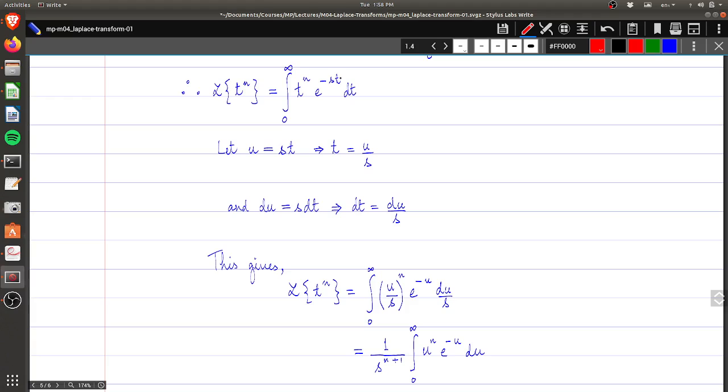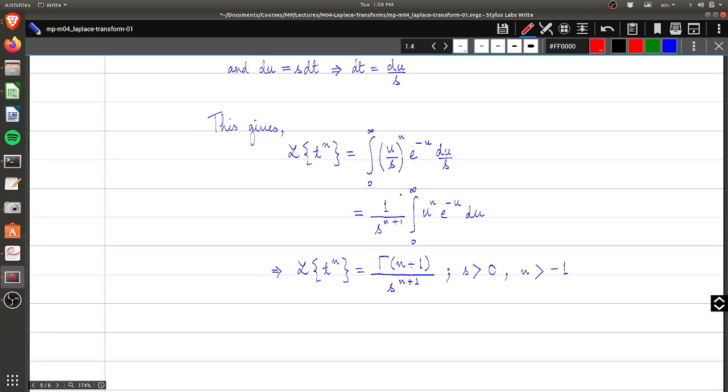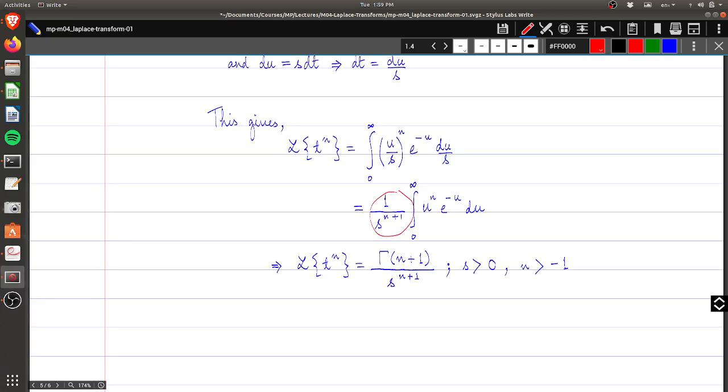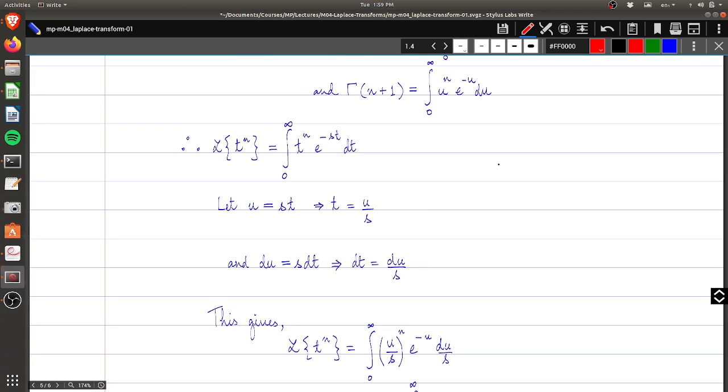That I can take outside the integral, because we are doing integration with respect to u. Here I'm assuming that s is a constant, so because s is constant, it comes outside the integral. And then we have the integral from 0 to infinity of u to the power n e to the power minus u du. And then we realize that this integral that we've got is the same integral, right?